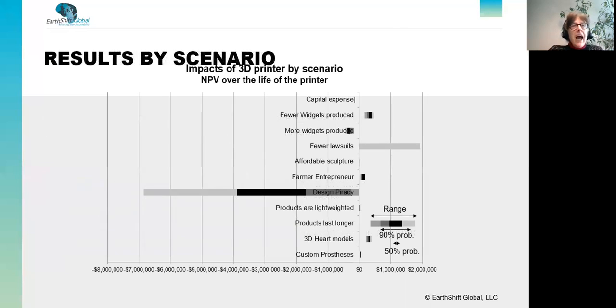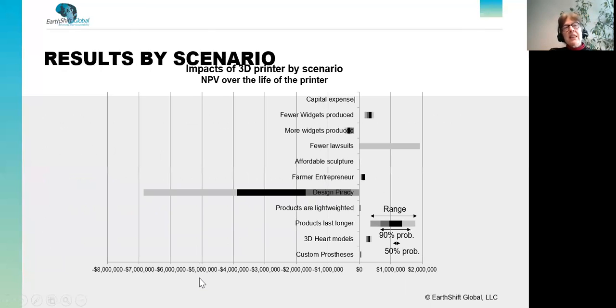So let's look at the impacts. This isn't by stakeholder. This is just by kind of the cumulative of the different scenarios we looked at. And our functional unit here, if you will, was one printer over its life. So we kind of said, oh, well, one printer can help perhaps one farmer and maybe lightweight one product. So we looked at just the output of one printer here. So here's our capital expense to start. This is dollars. I should say that we have dollars here.